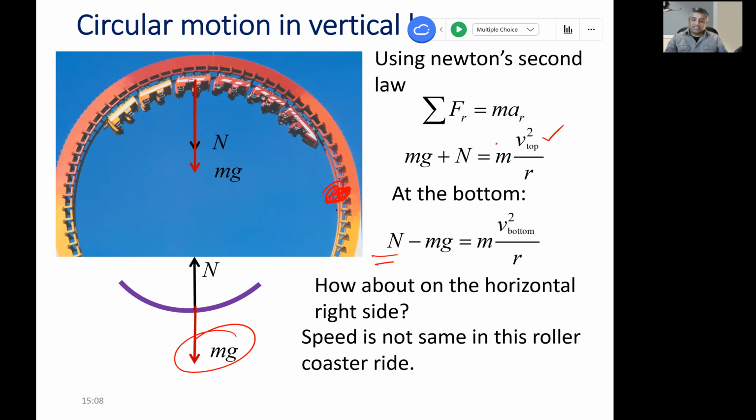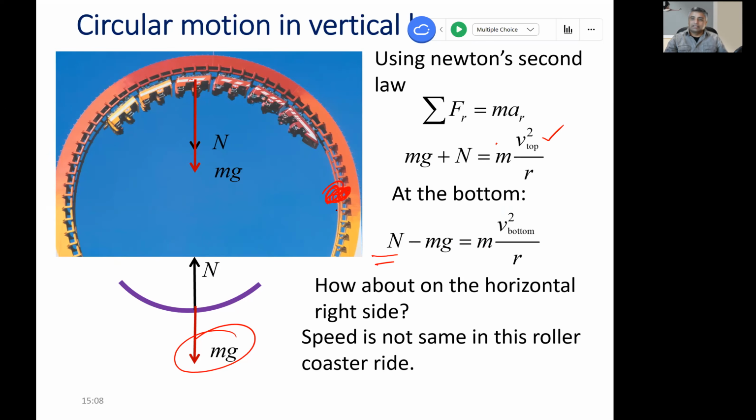How many forces? 1, 2, 3. Can you type that in the chat? At that point, how many forces? 2 forces. Okay, which way is the normal force?